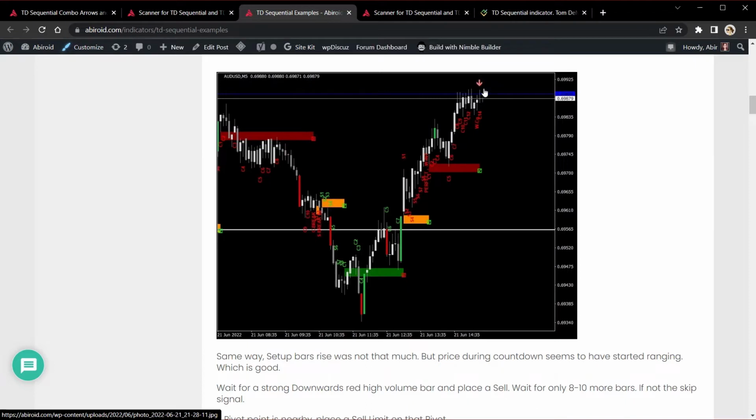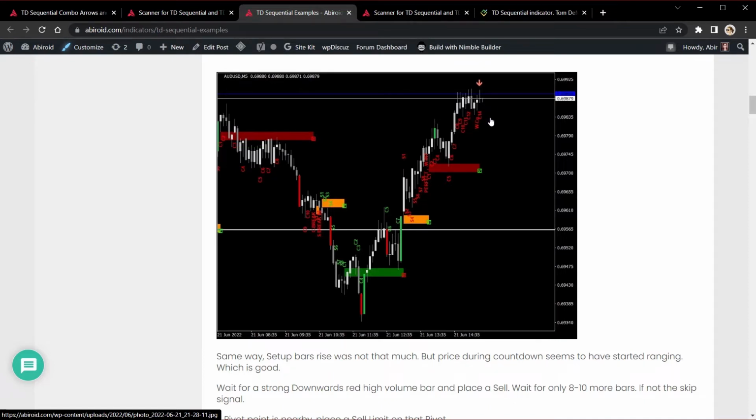Once the sell arrow happens, I would usually wait for a few more bars, and if I get a strong downwards bar, like a red high volume bar downwards, then that would be a good time to trade. And if I'm scalping, in that case I will usually trade at the candle close of that sell bar.